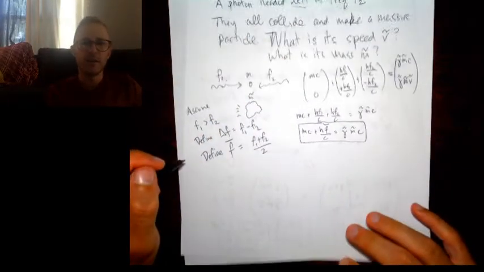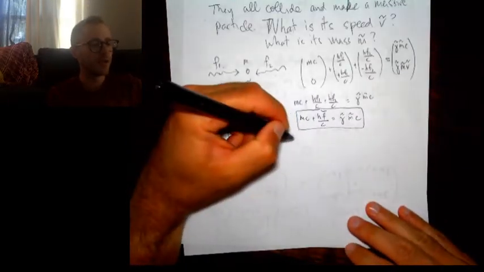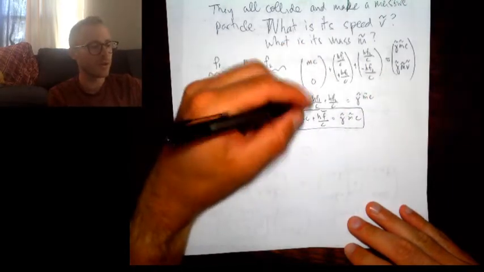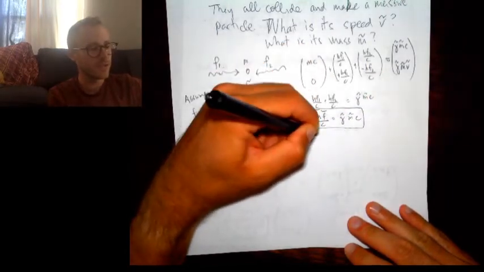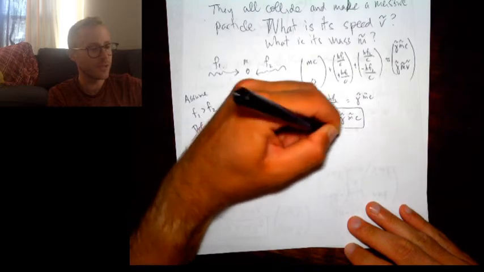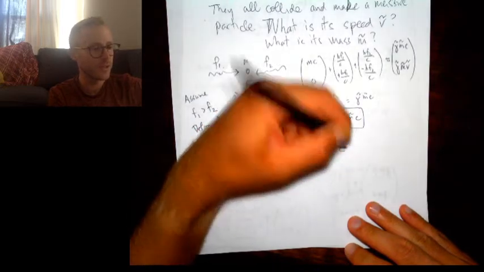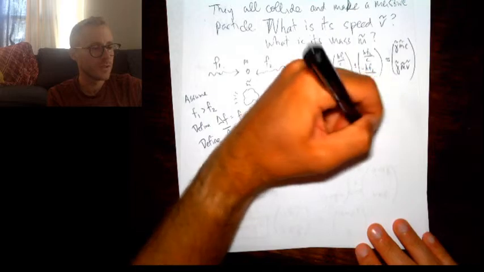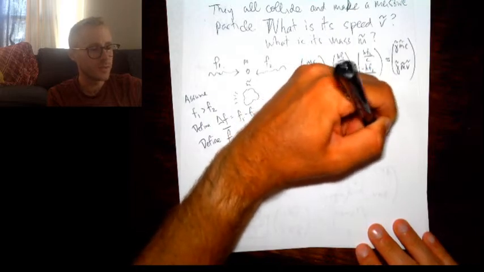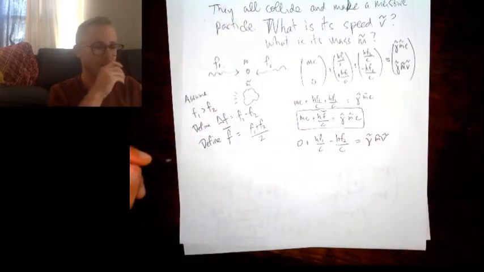And then my other equation would be adding the bottom rows. So I would have 0 plus hf1 over c minus hf2 over c equals gamma squiggle m squiggle v squiggle.